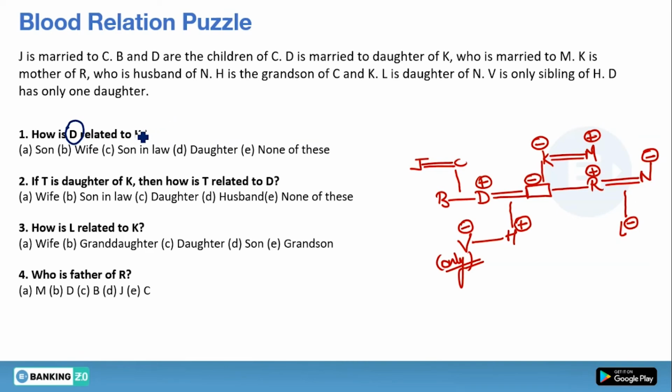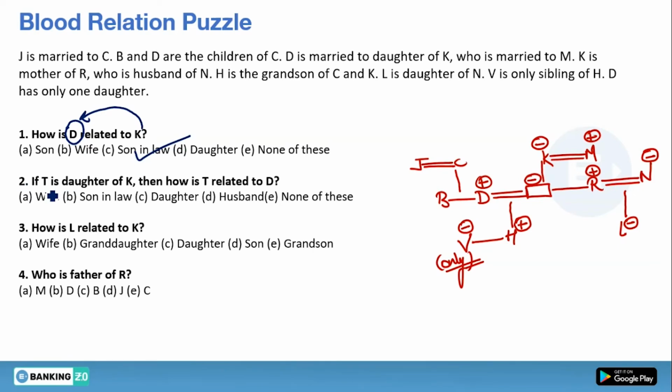Okay, then how to solve it? You have to read from the second person to the first person in your family tree. Just read from K to D. Daughter's husband, daughter's husband. So daughter's husband means son-in-law. Option number C is correct.